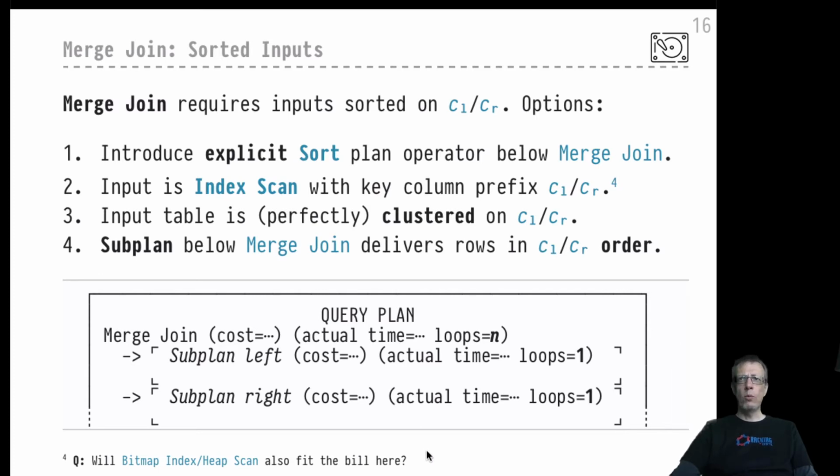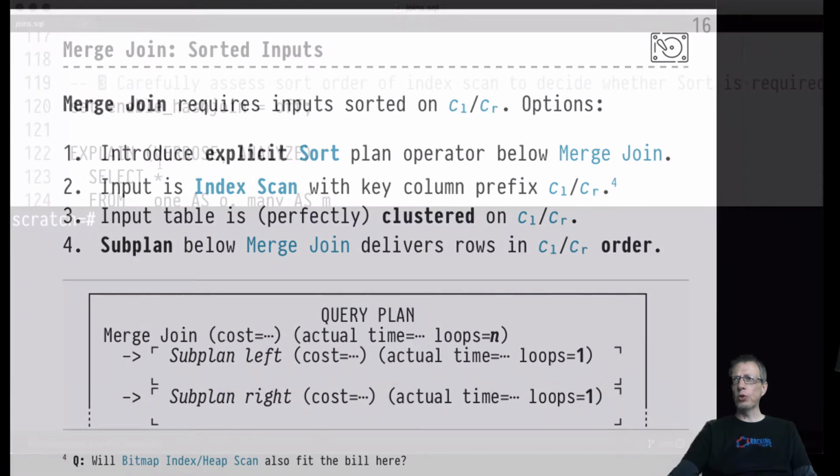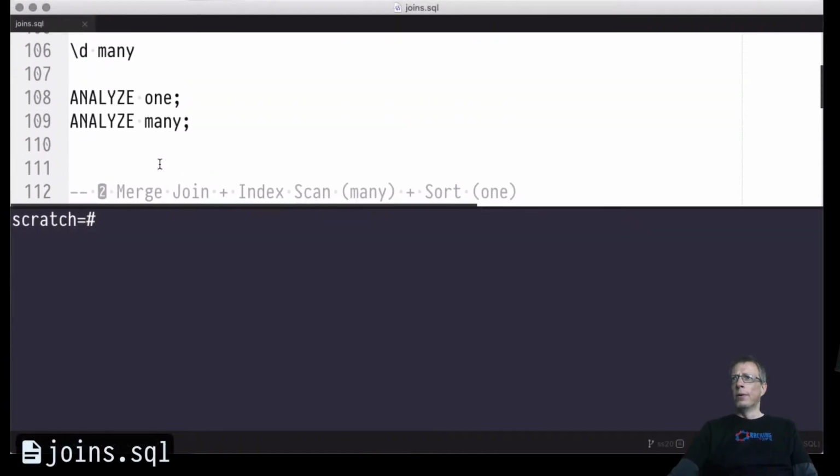Okay, well, let's switch over to the terminal and let's see how PostgreSQL actually behaves when it comes to the generation or the exploitation of orders in the input of merge join.